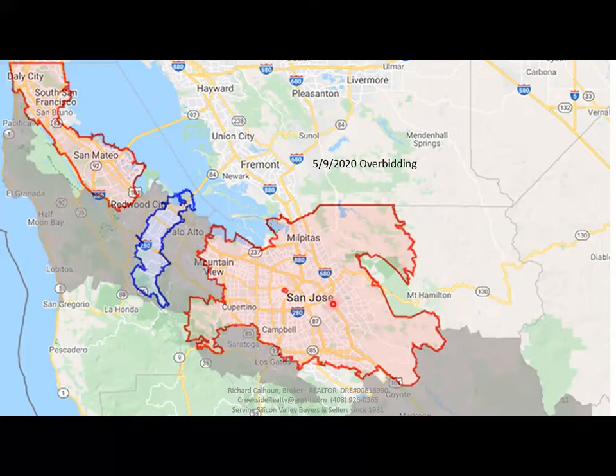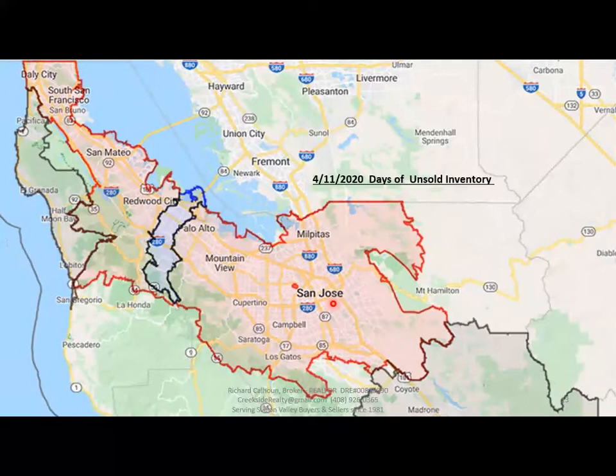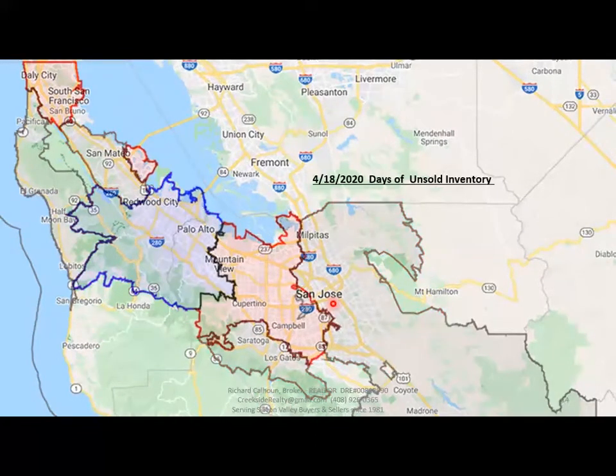Changing gears to days of unsold inventory. This to me is probably the leading indicator because it's looking at the number of offers accepted right now. You don't have the 30-day delay. And this is going back in time, going back to April 11th. And then we're going to come forward week by week. That was a dramatic change.